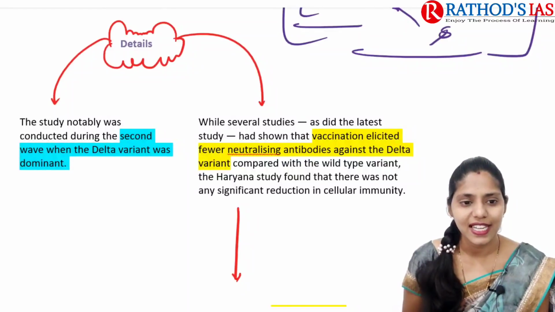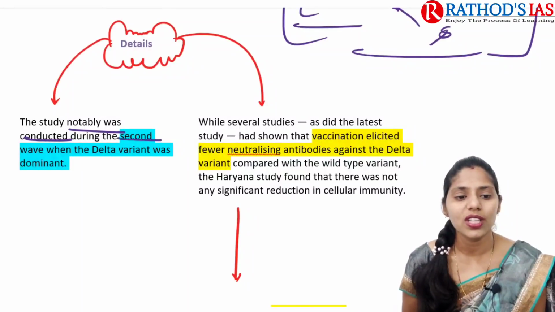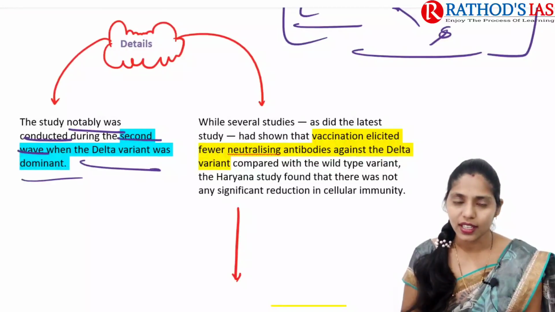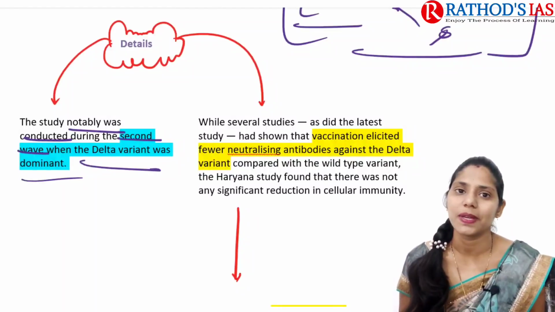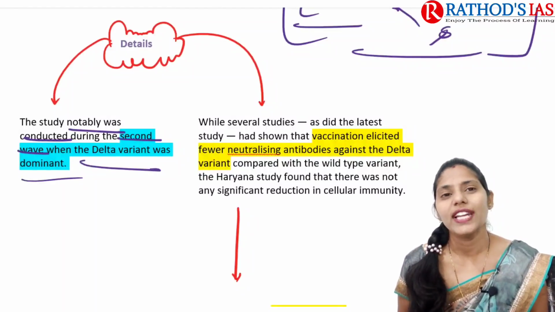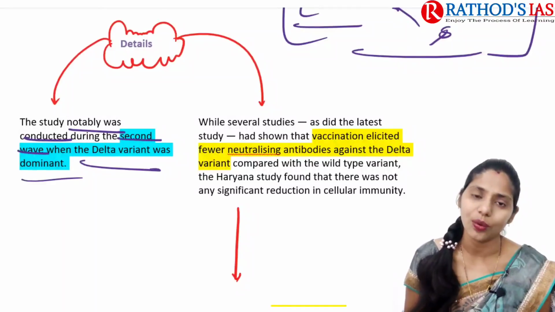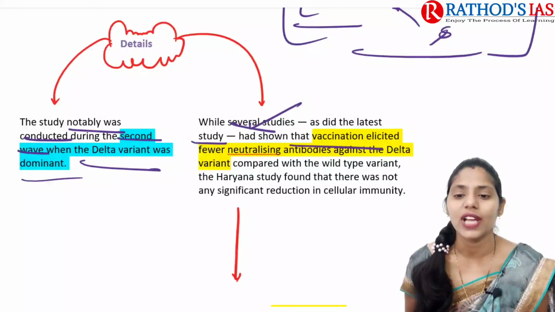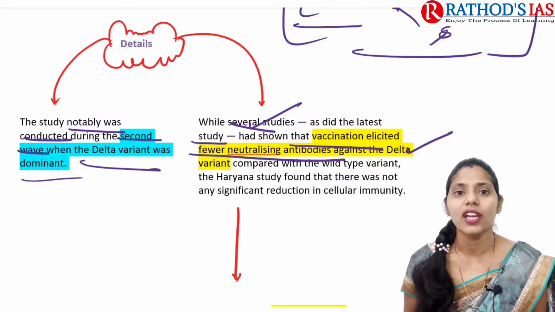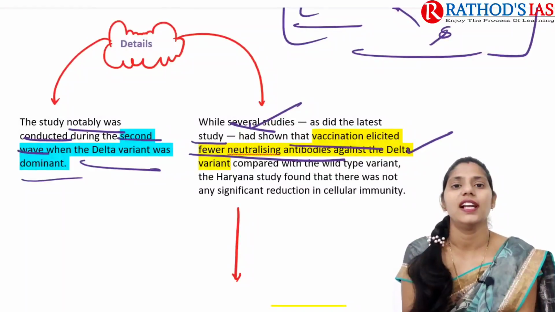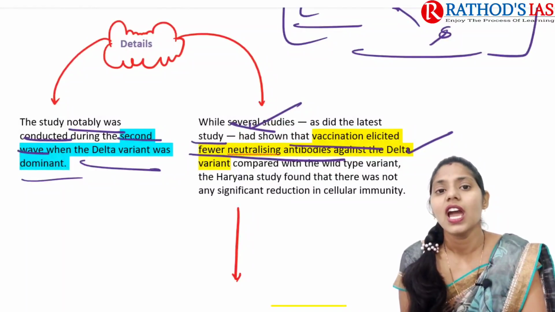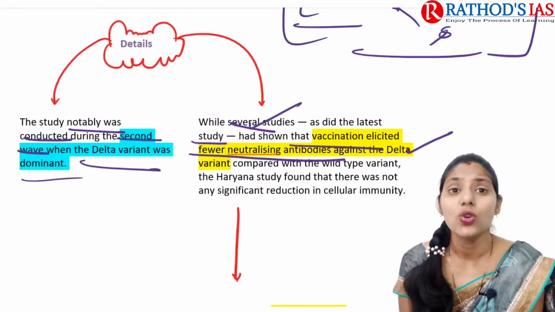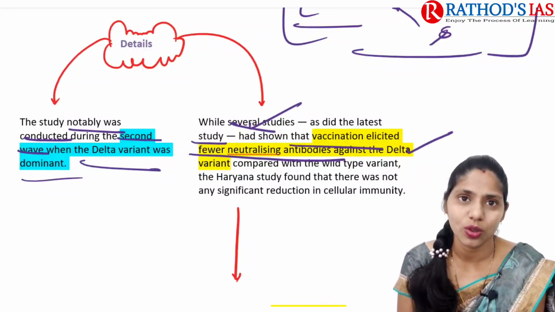If you see the details, it mainly says that the study was notably conducted during the second wave when the Delta variant was dominant. So during the second wave of coronavirus that we experienced, this study was mainly done. At that time there were higher infections of the Delta variant across the country. While several studies, including the latest, have shown that vaccination elicited fewer neutralizing antibodies against this Delta variant. Okay, there are many studies focused on the Delta variant and vaccines, and they said that fewer neutralizing antibodies are released against it when compared with the wild type variants of this coronavirus.